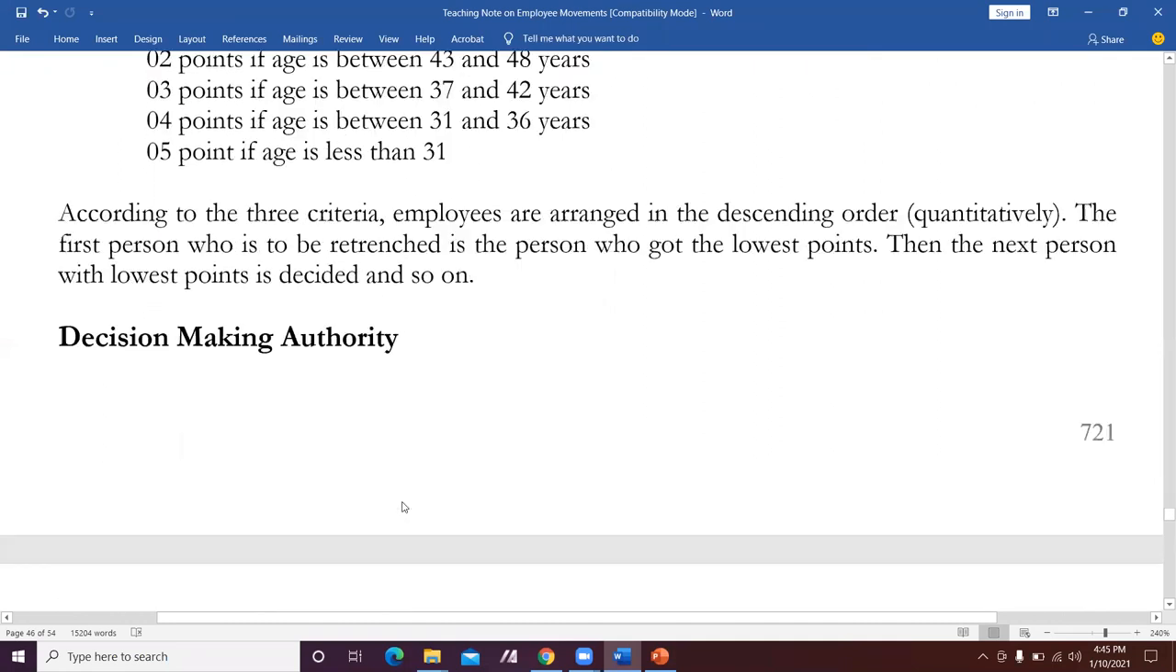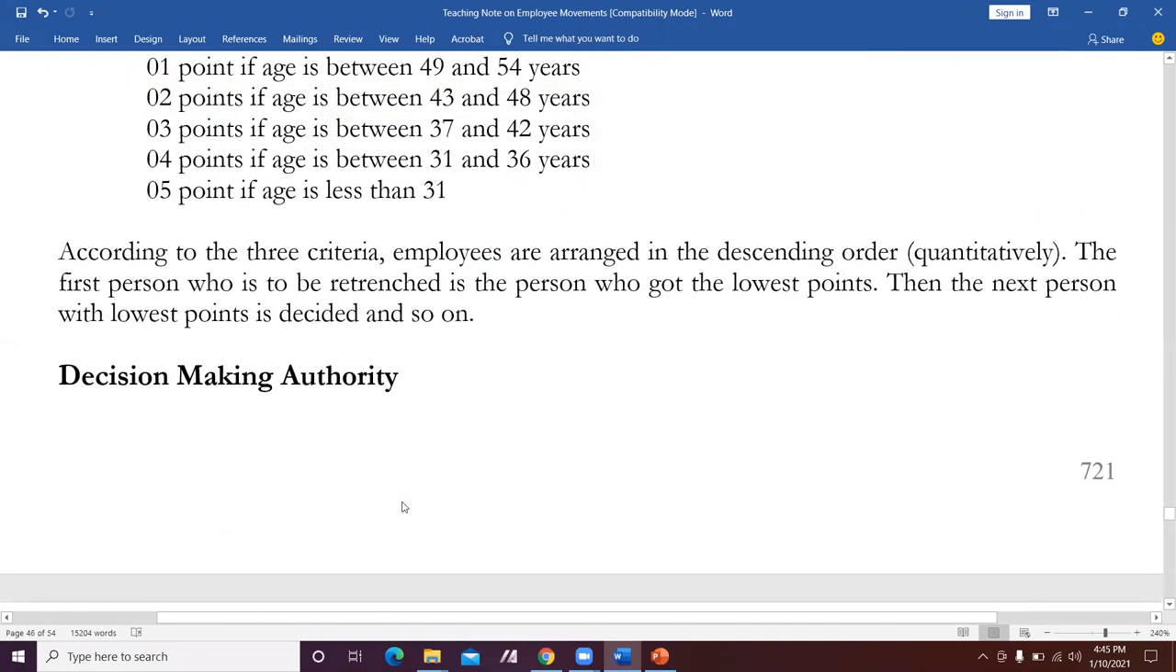So according to the three criteria, employees are arranged in descending order, quantitatively. The first person to be retrenched is the person who got the lowest points. Then the next person with the lowest points, and likewise.